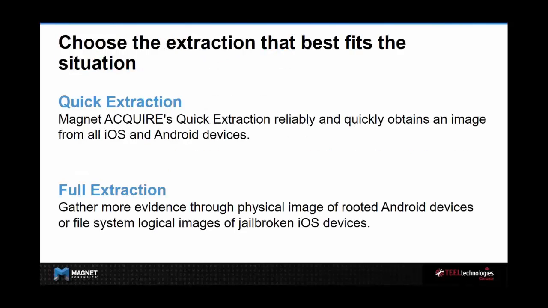And we do this with two methods. Quick extraction will give you the most amount of data from the device that we can get. And this is designed to work on any Android and iOS device. The other option is full, and full requires having privileged access to the device. So this is either a jailbreak or a root for iOS and Android devices. And with this method, if you are able to root or jailbreak the device, we can extract a file system logical for iOS and a full physical for Android.